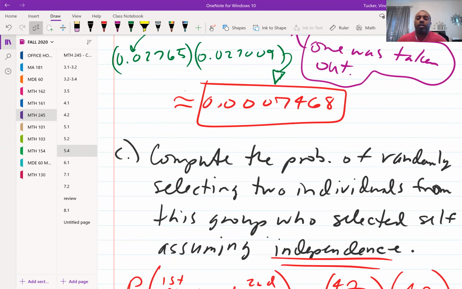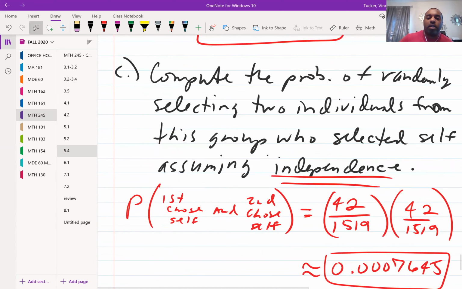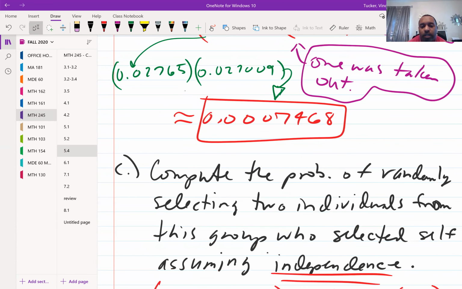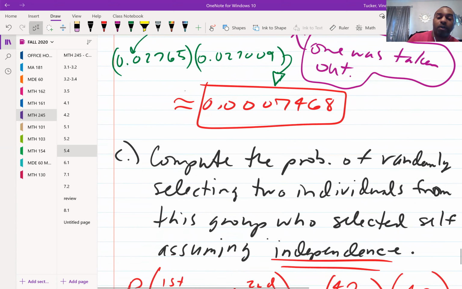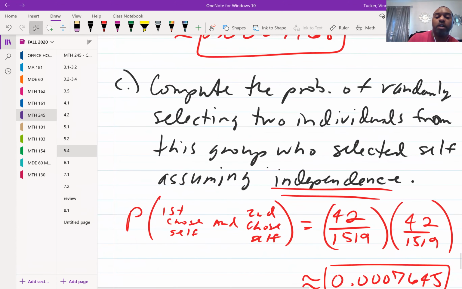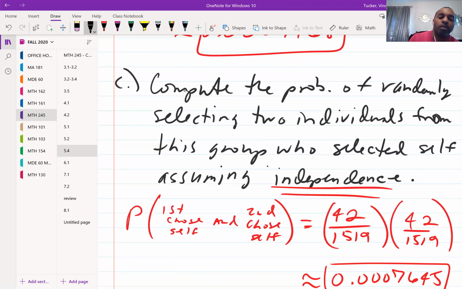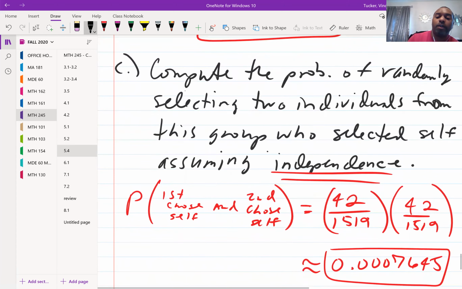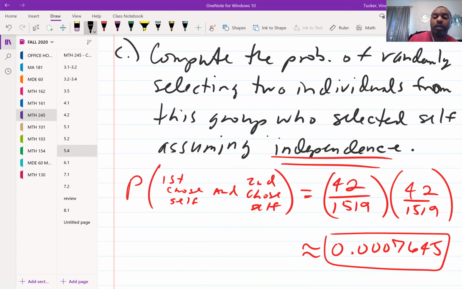And the next one might be the last one. Yep, last one like that. So compute the probability of randomly selecting two individuals from this group who selected self, assuming independence. So if you're talking about independence, remember the events have nothing to do with each other as far as one happening and the other one happening. So once again, we're looking at the probability the first one you chose chooses self, and the second one you chose chooses self. So if they're independent of each other, that means the probability of 42 over 1519 would be the same for both cases.